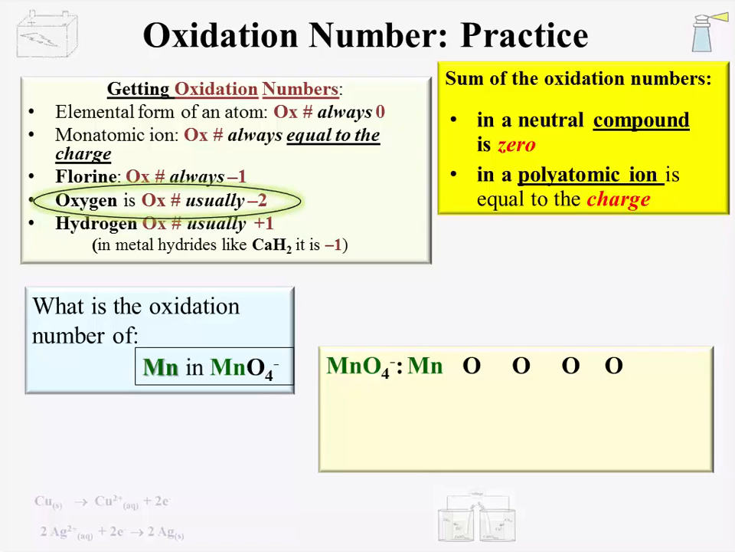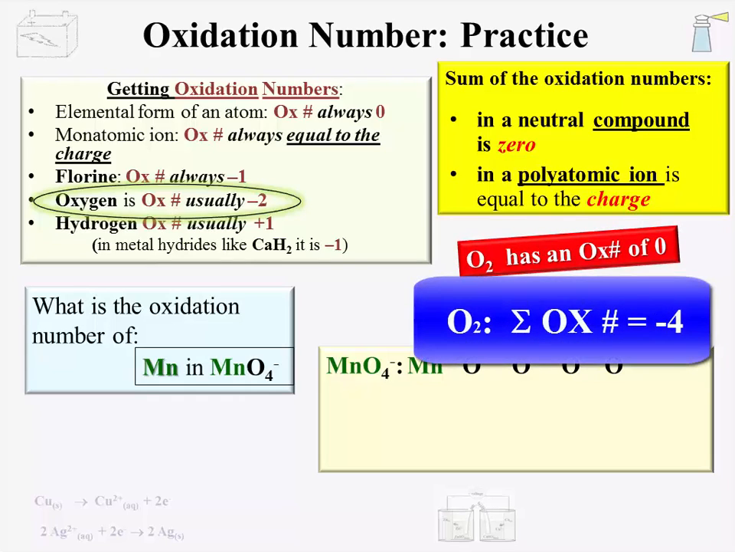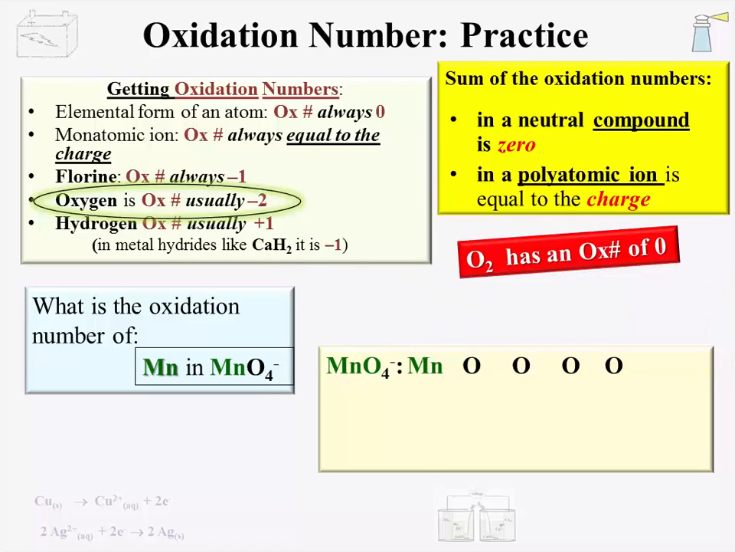The list tells us that oxygen is usually a -2. And while we have that highlighted, we might as well cover an example where oxygen does not have a -2 oxidation number. Try the oxygen atoms in O2. If each oxygen atom had an oxidation number of -2, then O2 would have a sum value of oxidation numbers of -4. As we saw earlier, O2 is the elemental form of oxygen and therefore has an oxidation number of 0. So, there are cases where this rule of thumb does not hold.